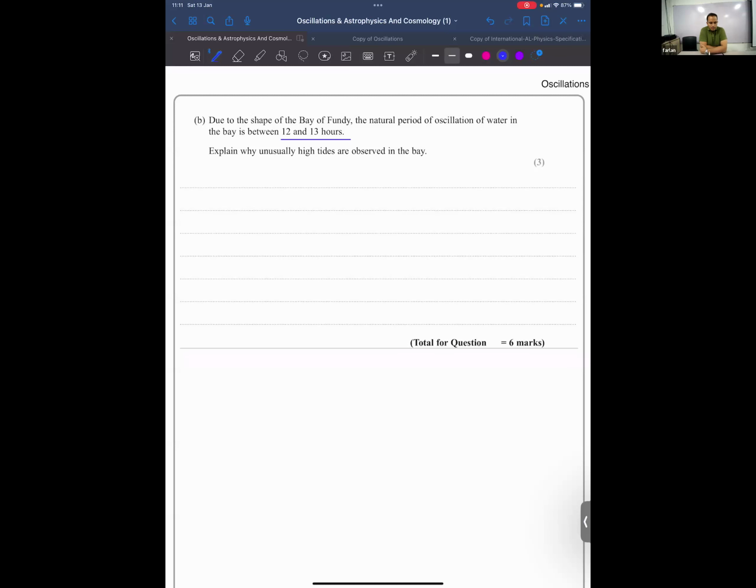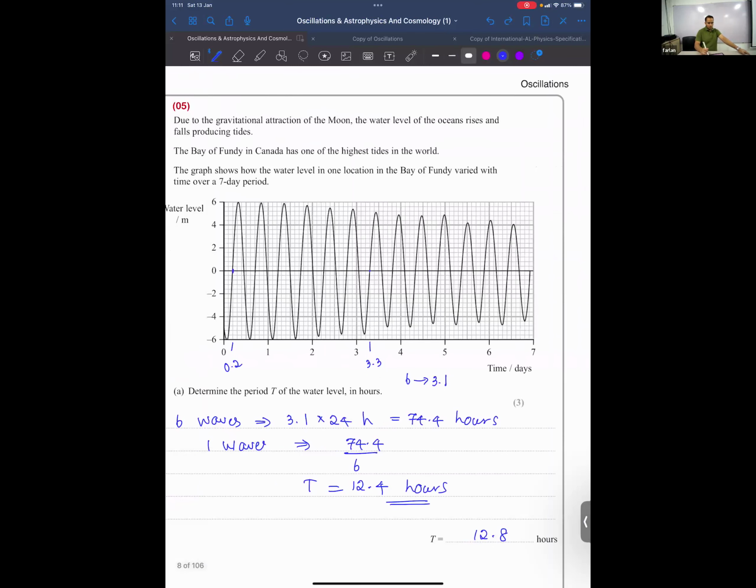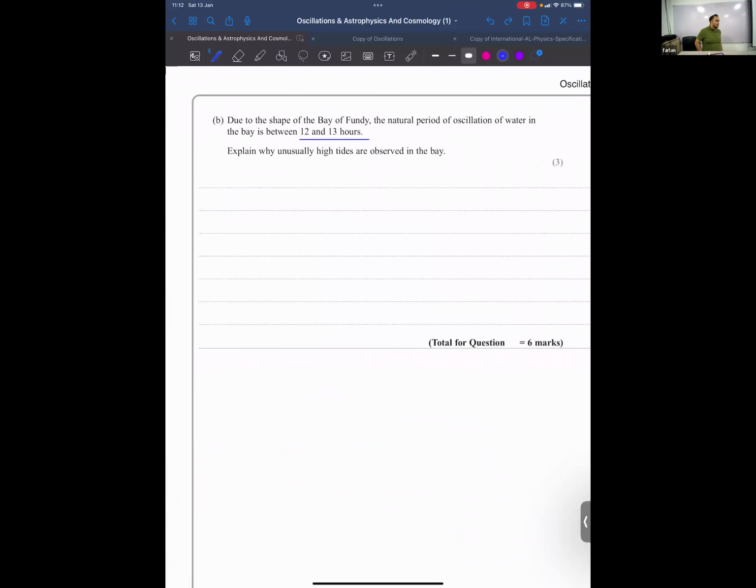No, you didn't mention the natural frequency story. Oh, yeah, sorry. You have to mention, because the natural time period is 12 to 13 hours, the natural time period is approximately equal to the driven time period. So driving frequency is equal to the natural frequency. So the energy transferred to the waves will be maximum. So it will vibrate with the maximum amplitude. So write the answer.